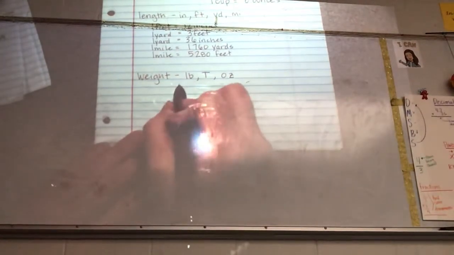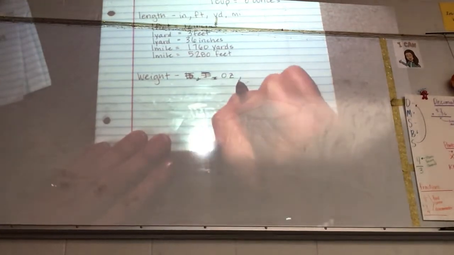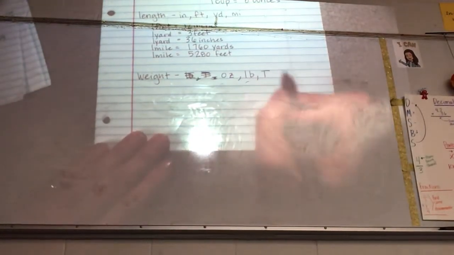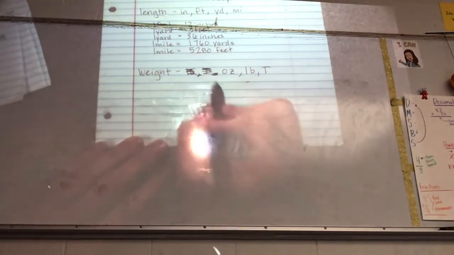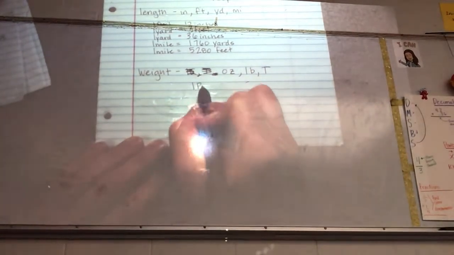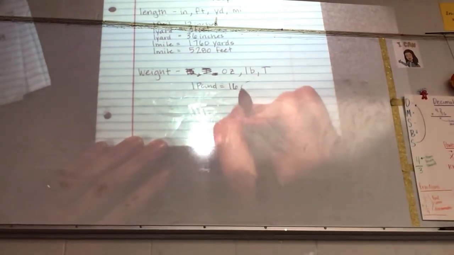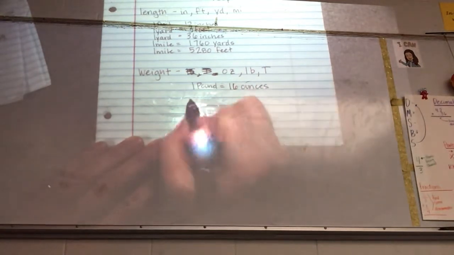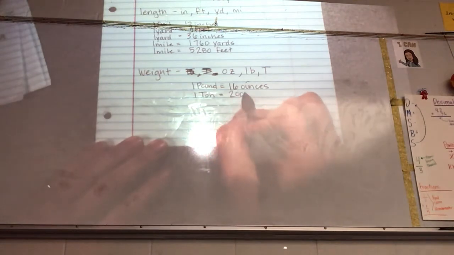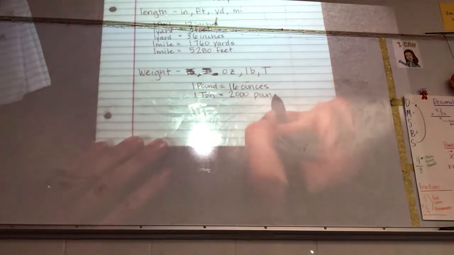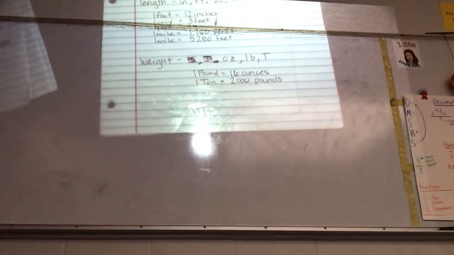Like, this is 32 ounces. Let me put these in order from least to greatest. My bad. Ounces, pound, ton. All right, so 1 pound is 16 ounces. And 1 ton is 2,000 pounds. These are all the measurements that we are going to be using.